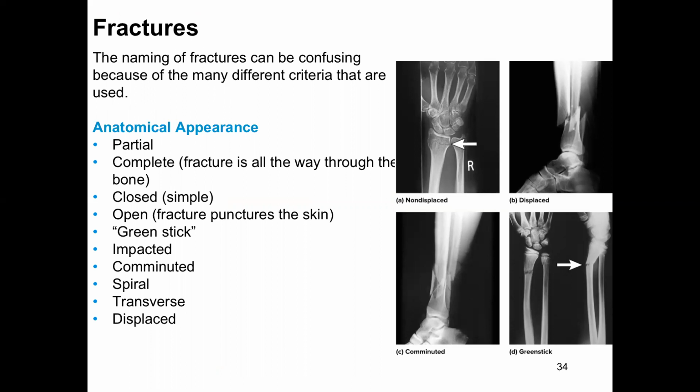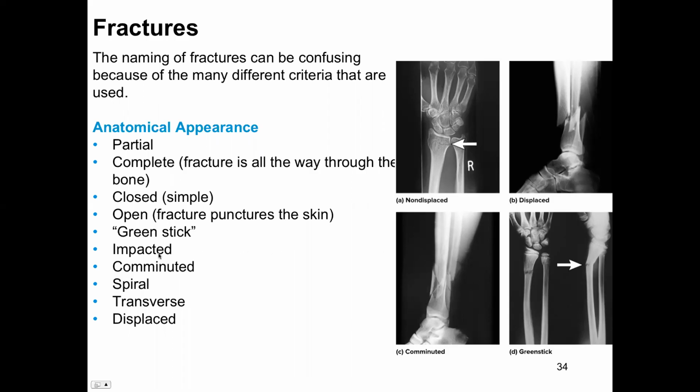But anyways, fractures. There's different types of fractures. I'm not getting you to remember all of these terms, but fractures are named all kinds of different ways. So by their anatomical appearance and how many fragments and all kinds of stuff. So here you can see some. So partial, complete. Partial is obviously not all the way through the bone. Complete is all the way through. Simple, or a closed fracture, means it doesn't penetrate the skin, whereas open does puncture the skin. A green stick is sort of like if you're bending a twig, it doesn't go all the way through. This is a green stick fracture.